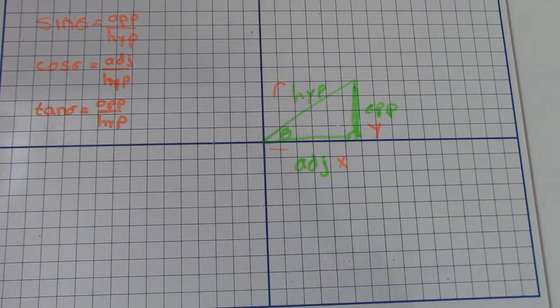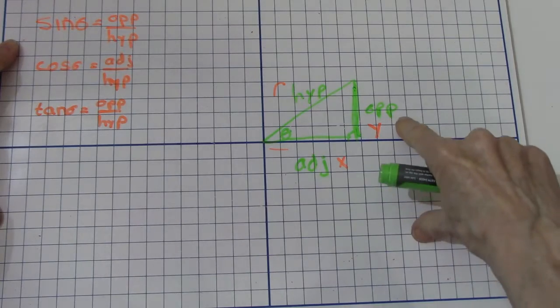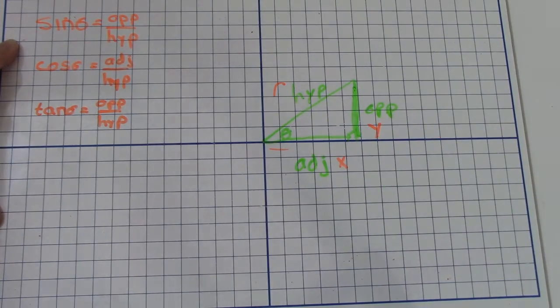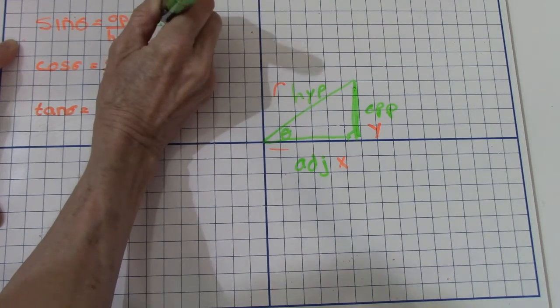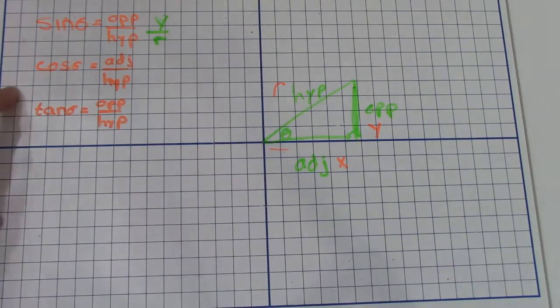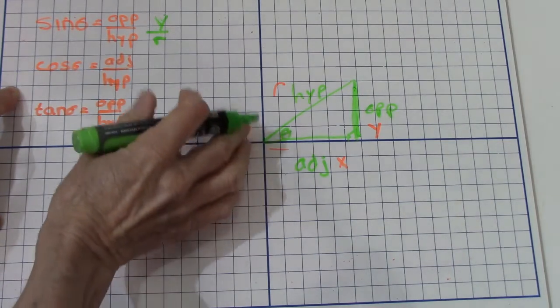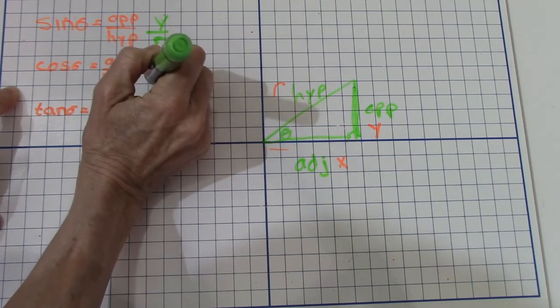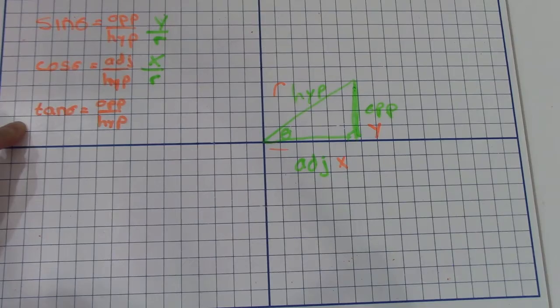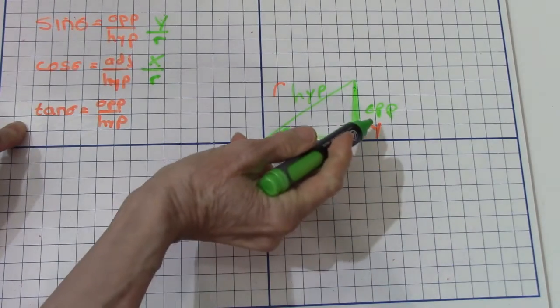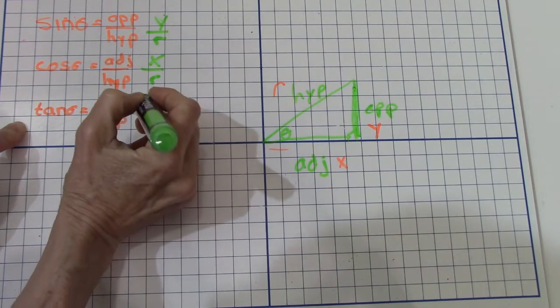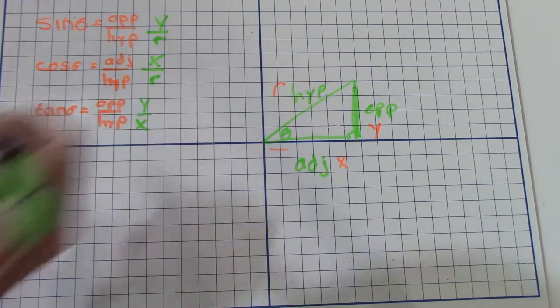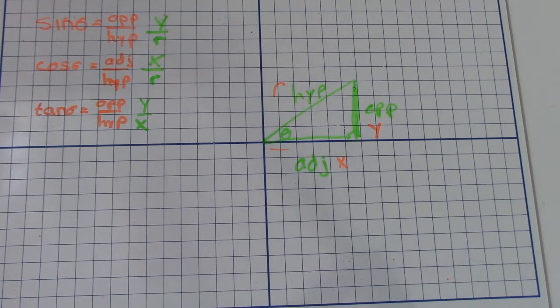So when I look at my definition, sine theta is opposite over the hypotenuse. I can think of this as y over r. My cosine is adjacent over hypotenuse, so that's going to be x over r, and my tangent is the opposite over adjacent, so that's going to give me y over x. So those are the definitions, the way I'm going to redefine sine, cosine, and tangent to work with the unit circle.